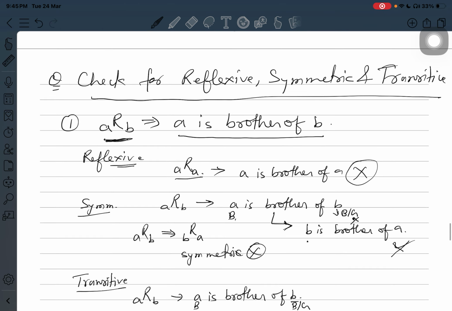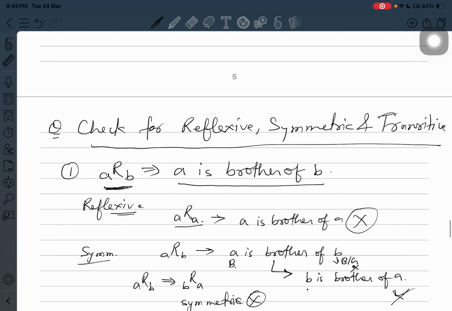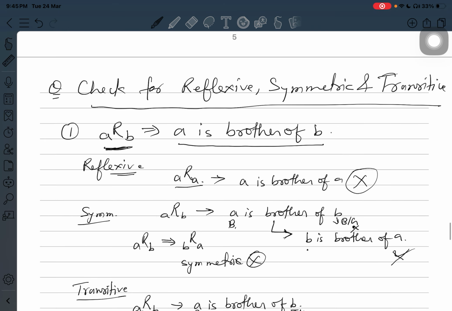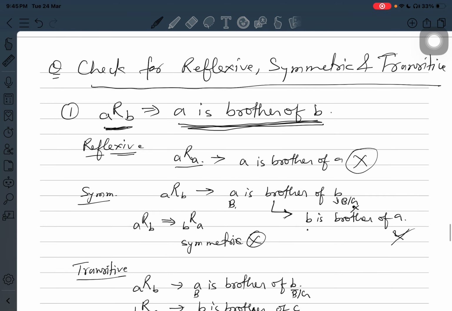Example, I'm telling you one question. Check for reflexive, symmetric and transitive. A related to B such that A is brother of B. When this is there, I will check for reflexive. Now A related to A. What do you understand? A related to A means A is brother of A. What is this line? How can a person be brother of himself? So it is a wrong statement.